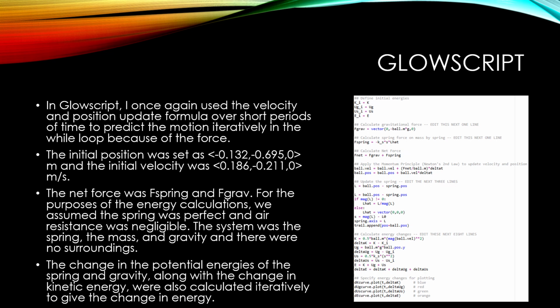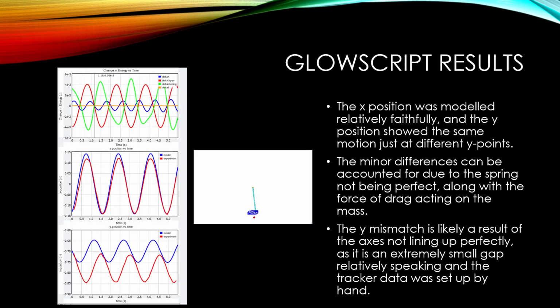assumed that the spring was perfect and that air resistance was negligible, which of course isn't the case in real life. So taking that into account, in the simulation, the spring, mass, and gravity were the system and there were no surroundings, which let's just say delta E equals 0. And so the change in potential energies of the spring and gravity along with the change in kinetic energy made the total delta E, which were also calculated iteratively for this.